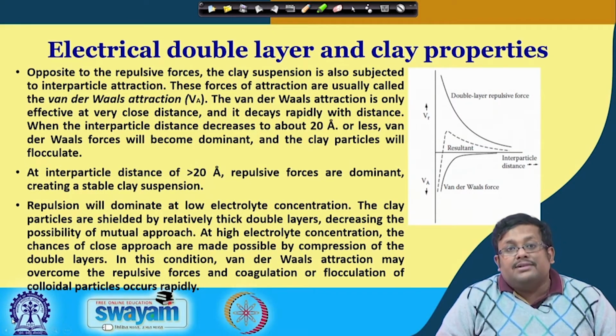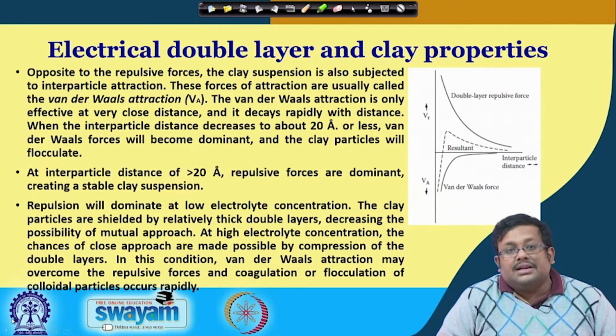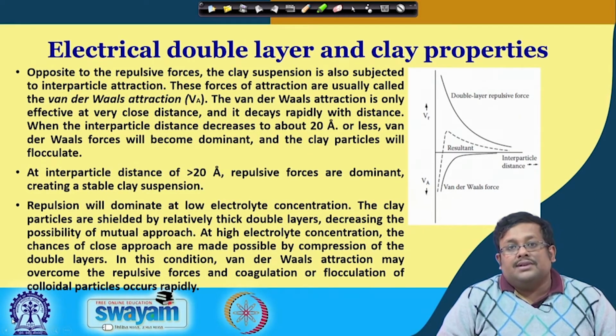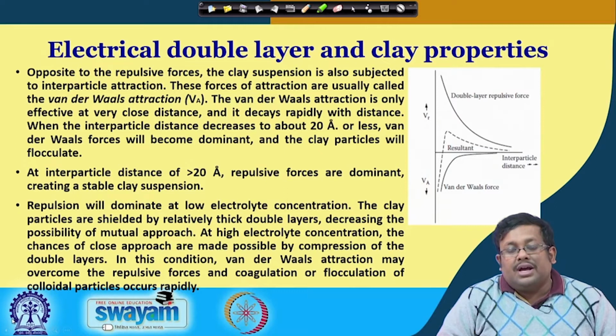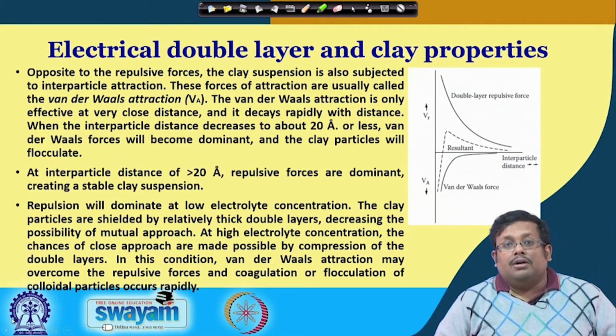And remember that at high electrolyte concentration, the chances of close approach are made possible by compression of the double layers, and in this condition van der Waals attraction may overcome the repulsive forces, and coagulation and flocculation of the clay particles occurs rapidly. I have told you that coagulation or flocculation is important as far as soil physical property is concerned, because it helps in aggregation as opposed to the dispersion of the clay. Dispersion basically occurs due to a thick diffuse double layer, and when the soil is dispersed, it creates unfavorable physical and other properties for the growth and germination of the crops.